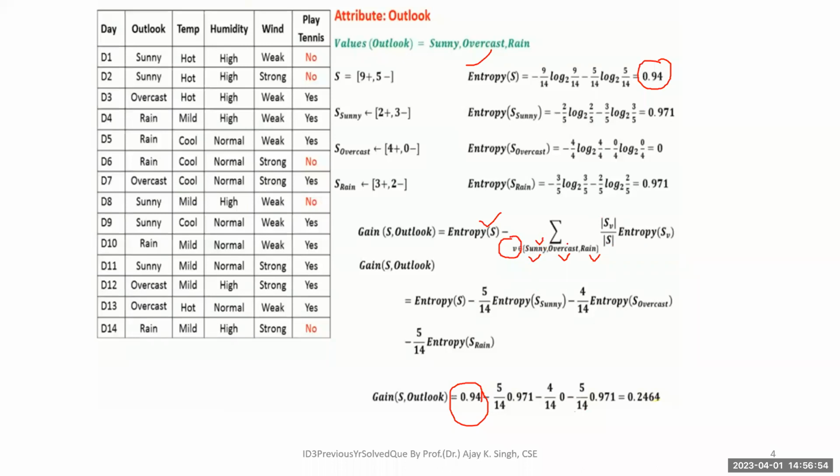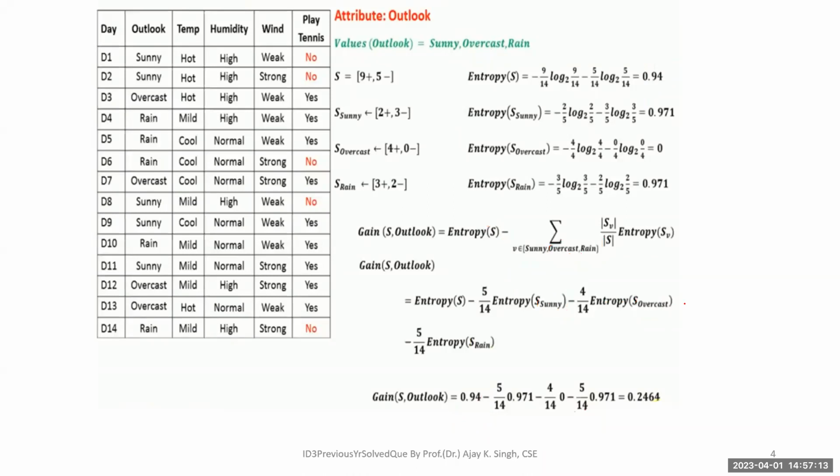First time I will be taking sunny, that is here you are able to see. Second, I will be taking overcast. That's why this sigma is there, I'm going to add all this. And last time I'm going to take the rain. A 3 parameter variable. So I'm going to take the rain, and then I'm going to add all this.